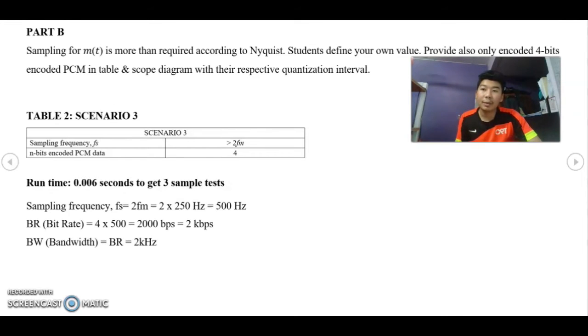Okay, now I'm going to present part B, which is for sampling for fm more than required according to Nyquist. So we have two scenarios for this part, which are 4-bit encoded PCM data and 8-bit encoded PCM data. For the first scenario, the required sampling frequency is greater than 2fm. So we calculate the sampling frequency here is equal to 500 Hz, the bit rate is 2 kilobytes per second, and the bandwidth is 2 kilohertz.